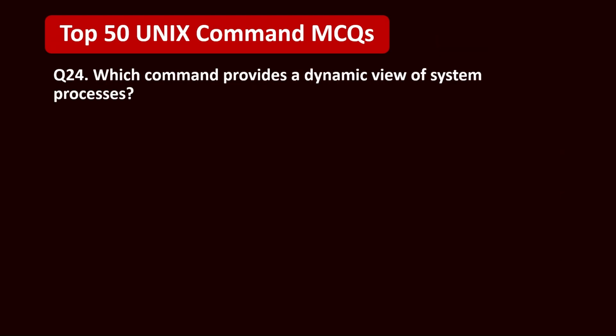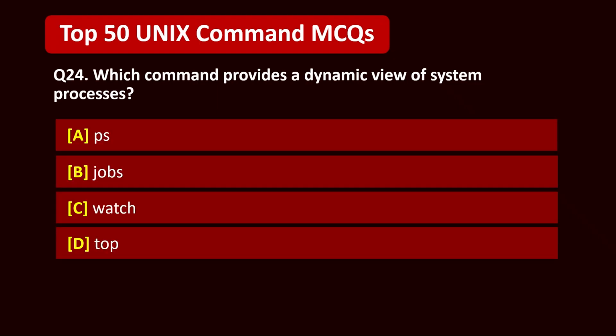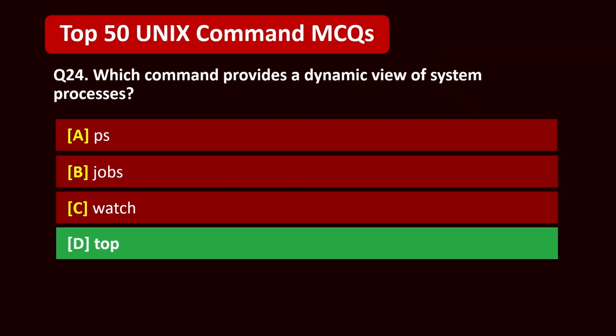Question 24. Which command provides a dynamic view of system processes? A. ps, B. jobs, C. watch, D. top. 5, 4, 3, 2, 1. Correct answer is D. top.